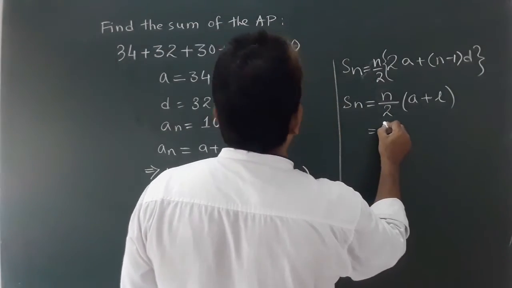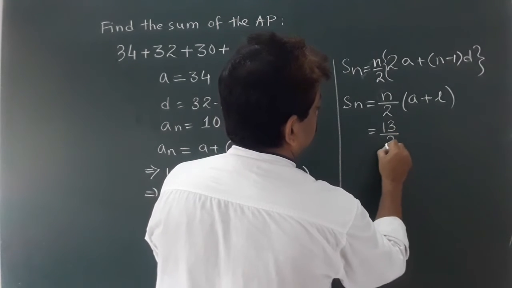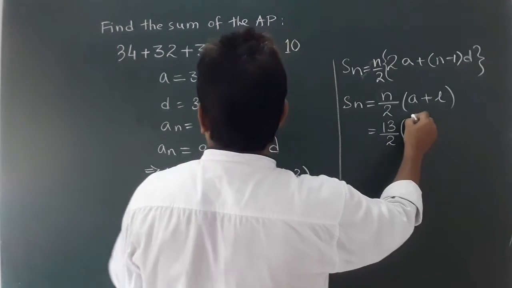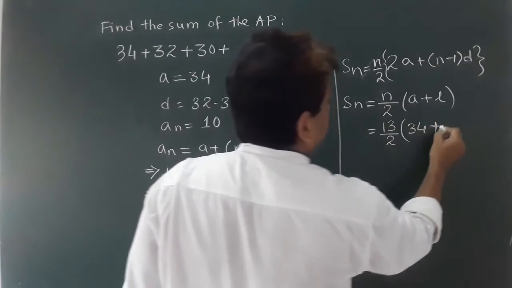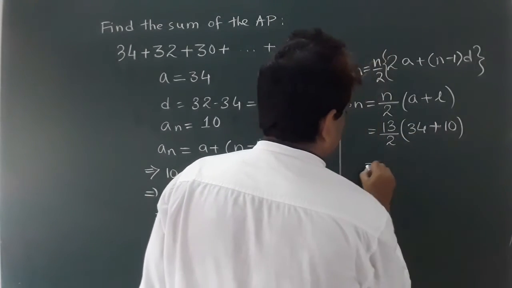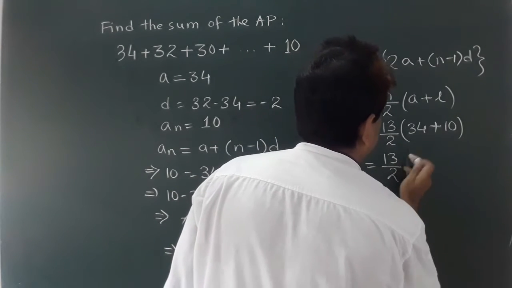So n is 13, a is 34, and l is 10. So 13 multiplied with 44.